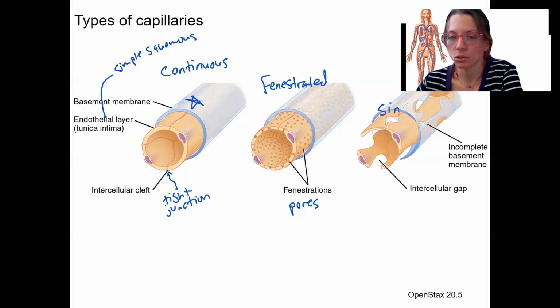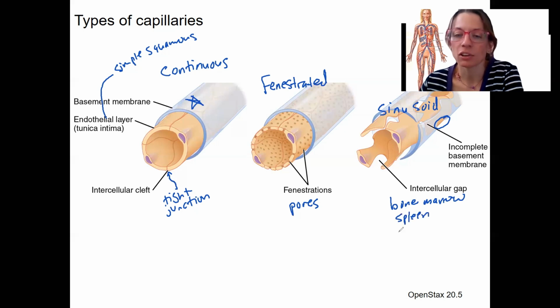This last one are more rare. These are sinusoid. These are very, very gappy. The basement membrane isn't even solid, so there's big holes here. This is for throwing stuff out. So these are going to be present in places like the bone marrow. Why? Red bone marrow, we want blood cells to be able to get out and quickly.